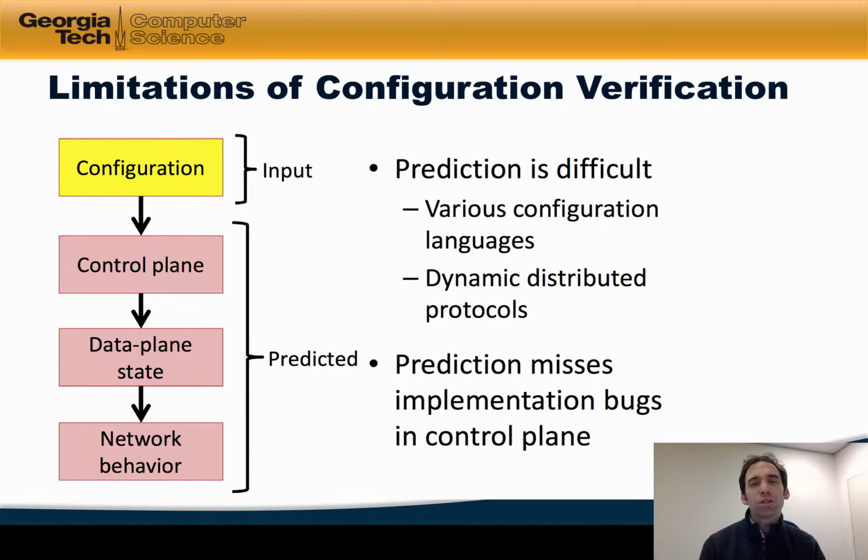One of the limitations of verifying the configuration is that predicting the outcome of configuration is difficult. There are various vendor-specific configuration languages, and protocols are dynamic and distributed. Prediction using configuration may also miss implementation bugs in the control plane.